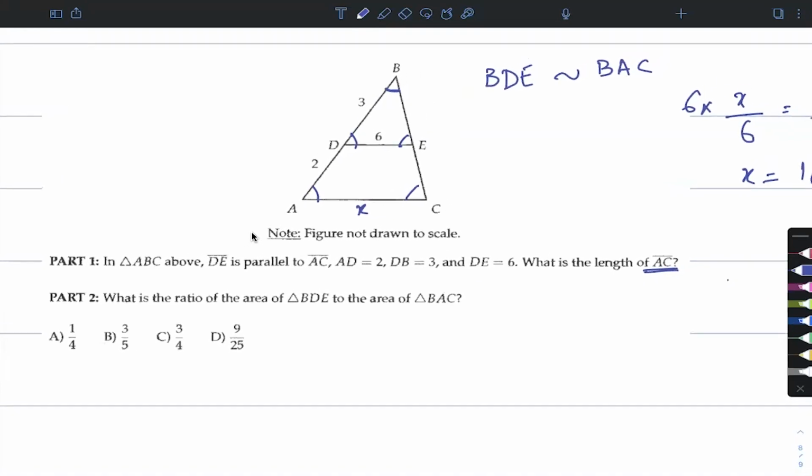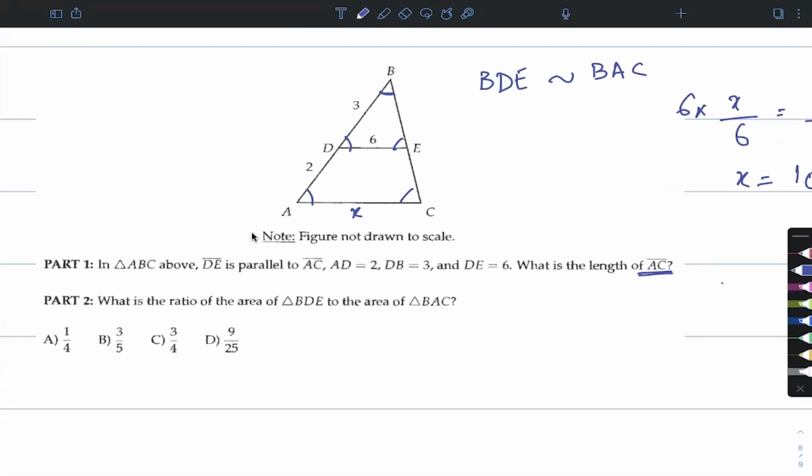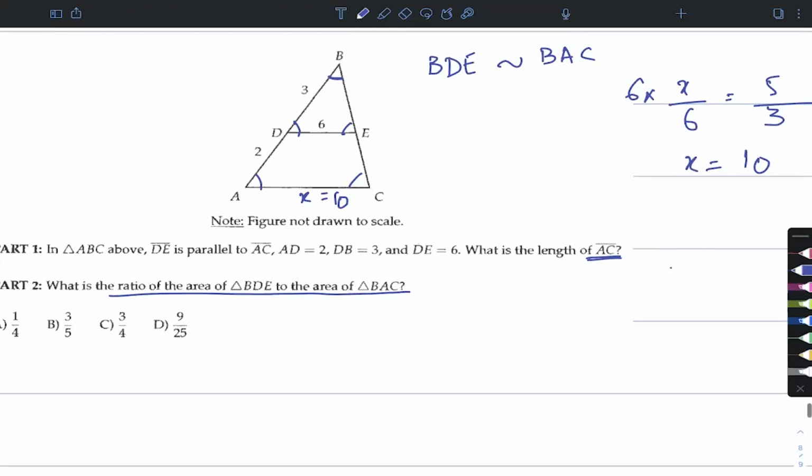In the first part, they asked us about the length. In the second part, they're asking us about not the area, but the ratio of areas. AC is 10, yes. Now here's the thing.